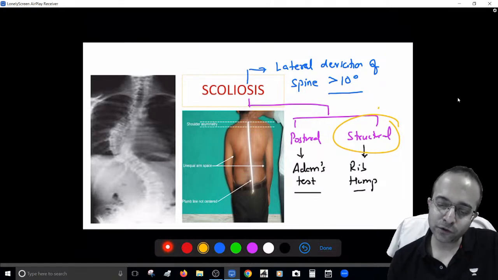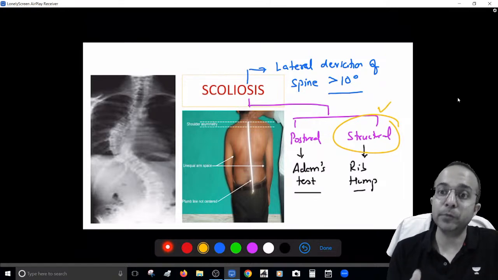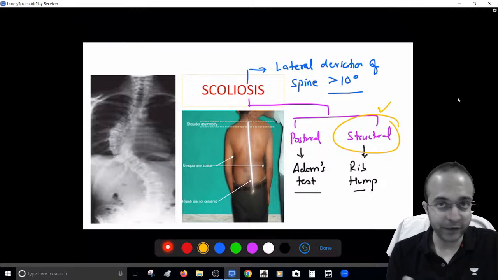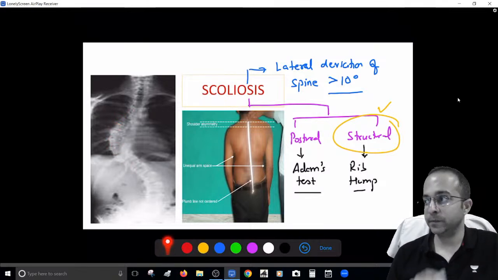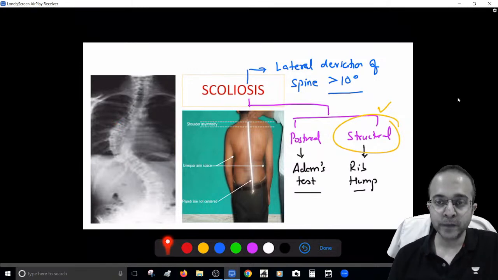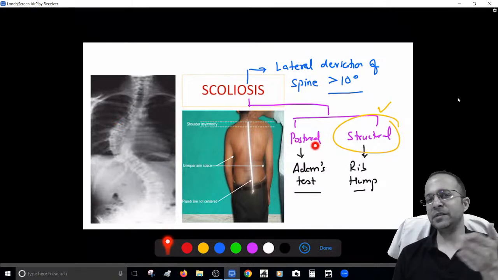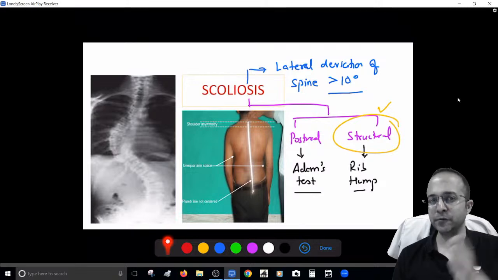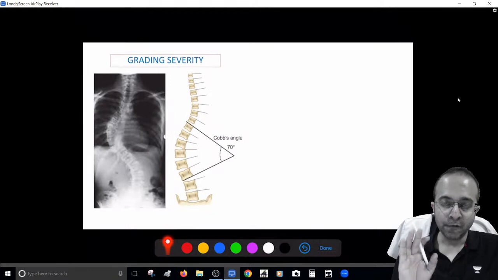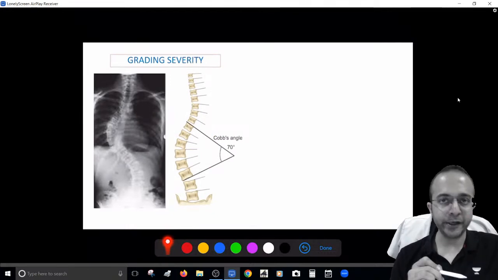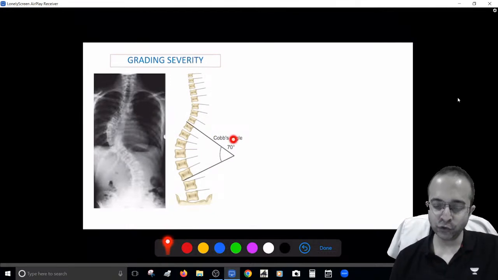And structural scoliosis is basically a developmental deformity of the spine. With development, the spine has become curved like this. That is what is happening in scoliosis. Now, if it is postural scoliosis, you will straight away channel the child to a physiotherapist for good postural control. But structural scoliosis first needs to be graded for severity. And for this, you use the Cobb's angle.